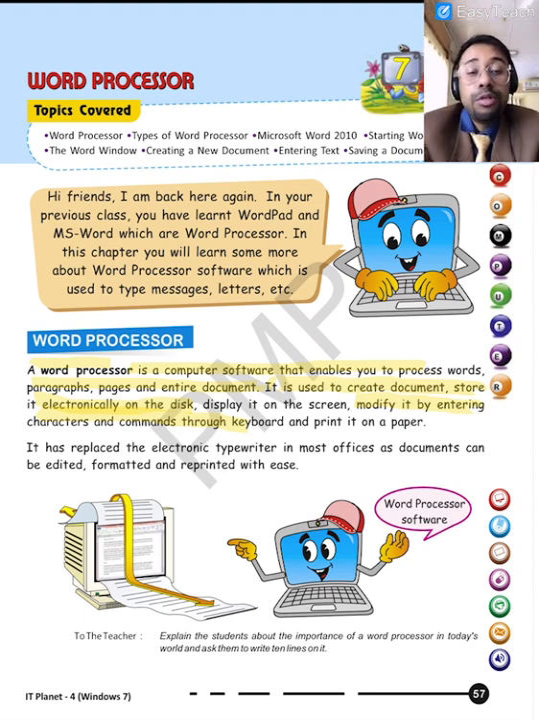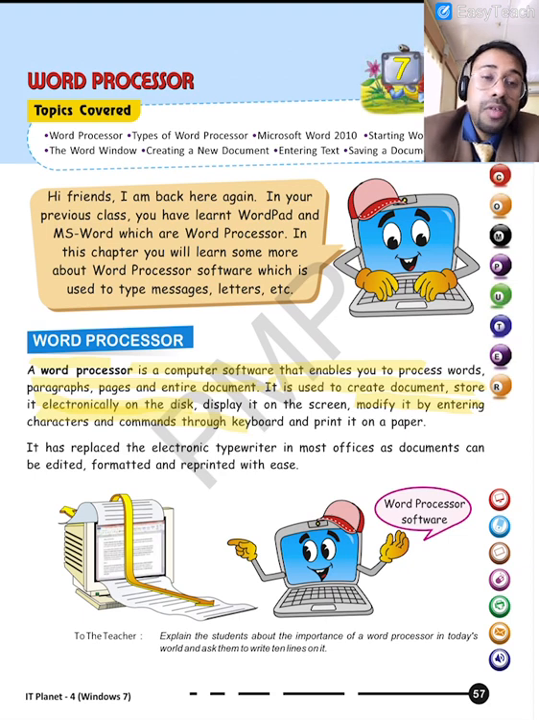For example, the most common word processing software that you all are using in your day-to-day life is, what is the name of the software? It is Microsoft Word. We all are using Microsoft Word on a day-to-day basis, and that is the most common example of word processing software.